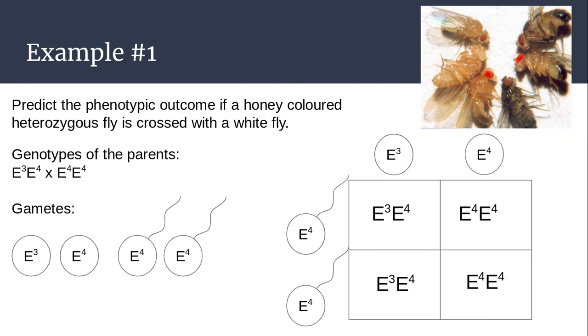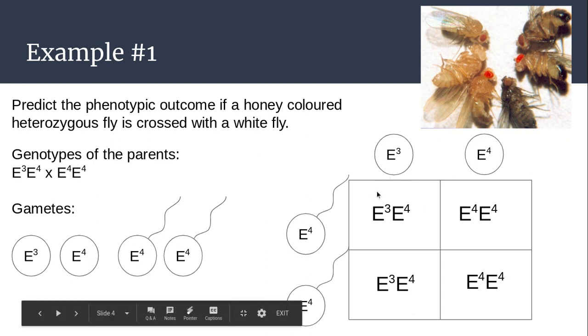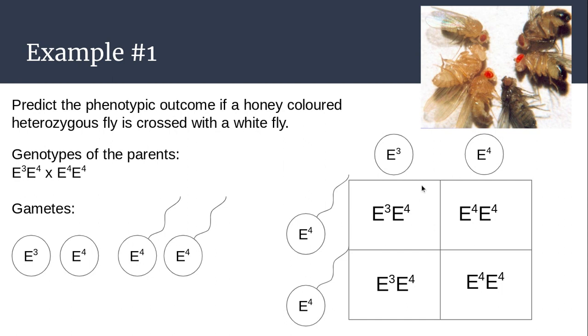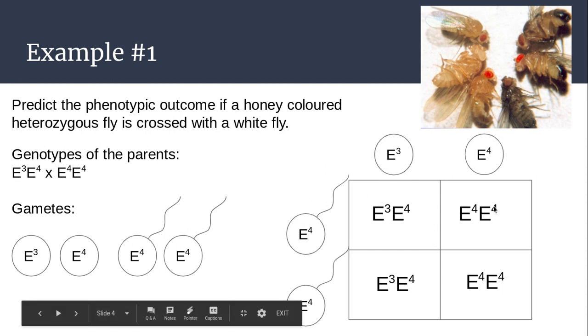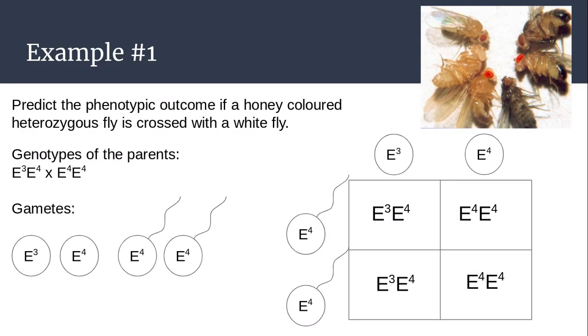All right, so we are predicting the phenotypic outcome. Phenotypic is what we see. So if we look at this chart right here, in this column, I can see E3 comes before E4. Therefore, it will express the honey color eye. So honey color here, and I will notice both of these are E4s, so this is white. So we have a 1-to-1 ratio of honey to white. Take a moment to pause the video. Make sure this example is in your notes 100%. And there's my phenotypic ratio.